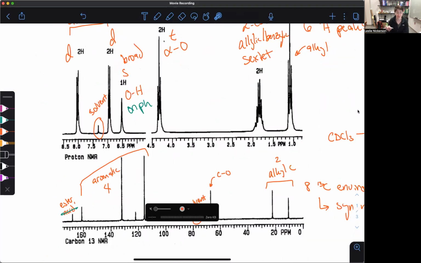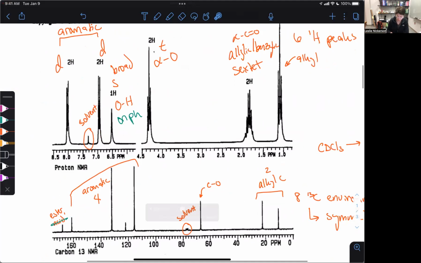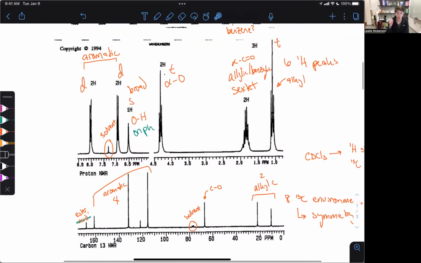Alrighty, so I believe where I was at before I had to take my break for my meeting. We were trying to determine the aromatic substitution. So the first thing that I do is you want to look at the total integration of your aromatic region. So in this case, I've got 2H and 2H. 2 plus 2 equals 4.